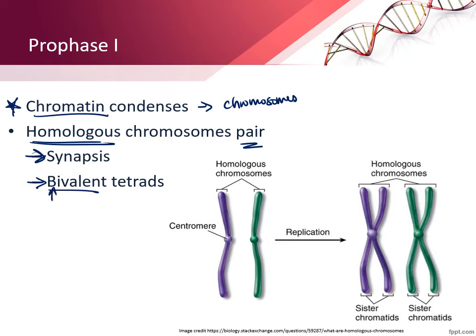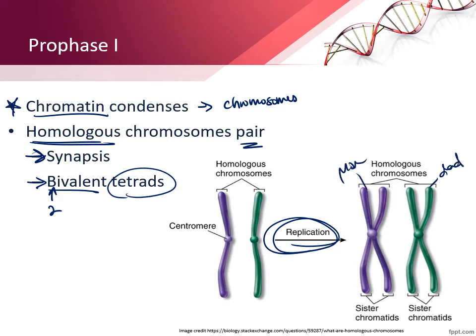So bivalent, bi means two. We have two chromosomes. They are homologous. Tetrads. The reason we call them tetrads is because DNA replication has already occurred by this point. And so each one of our chromosomes, one that we got from mom and one that we got from dad, is already doubled because we had DNA replication happen way back in interphase during that S or synthesis phase. So we have copied the DNA. Each one of our chromosomes is double wide.